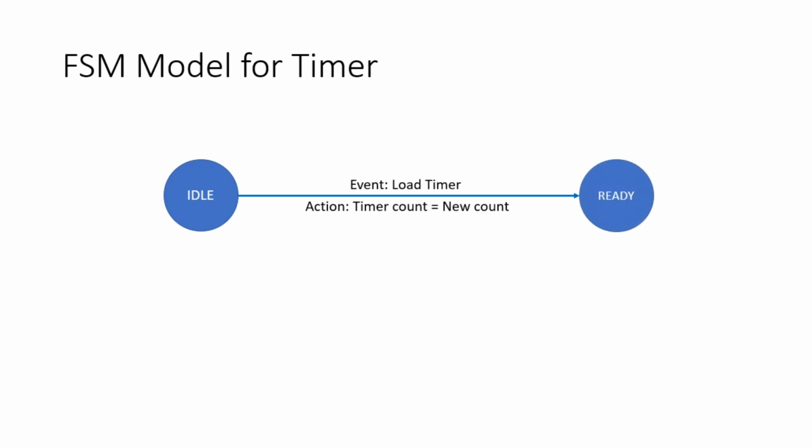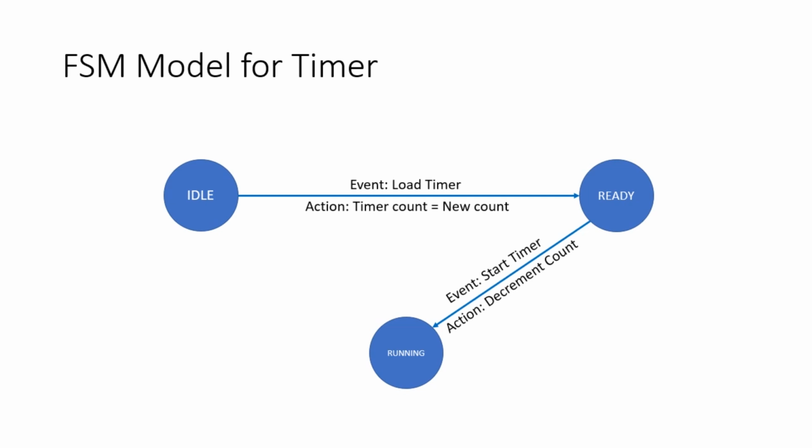I call that state the ready state. So the timer is now ready to run with the loaded value. The next event which can run the timer is start the timer. This is how we do it: first we load the timer, then start the timer, then wait for the timer to exhaust. So next is the ready state. From the ready state it will go to the running state if I start the timer. The timer will be started and the action will be decrementing the count, and I will reach the running state. So the timer is running now.